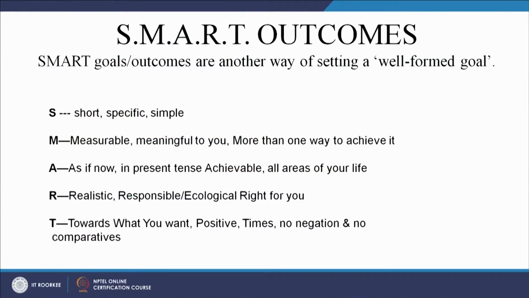M for measurable, meaningful to you, more than one way to achieve it, that is flexibility. So, measurable, you know how much time you have to invest to achieve this, and more than one way to achieve it, that is flexibility. If this way you cannot reach there, the other way. A, as if now, in present tense, achievable, all areas of your life. It is rightly said that tomorrow never comes. Tomorrow never comes, so why not today? You start today as if now in the present tense, and R is for realistic, responsible, ecological, right for you.